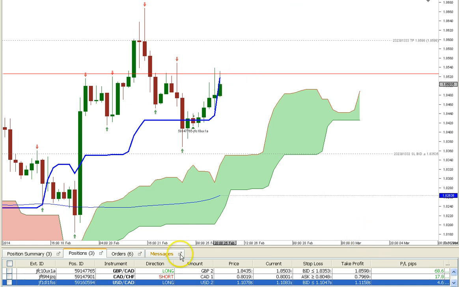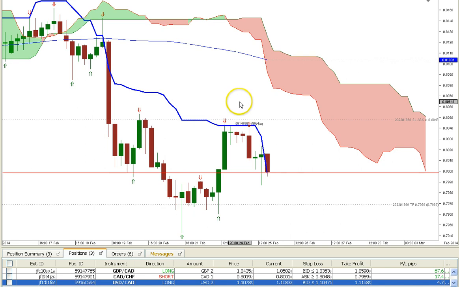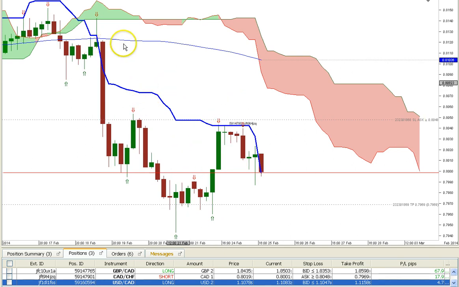All right, so that's that. We're going to look at the CAD Swiss franc. I'm short on that, and that's a 17 pip profit right now. And here it is right here. This is the CAD Swiss franc, and I'm going to show you how I entered this trade also. I knew I wanted to be short because I'm underneath of the Kumo, so I knew my bias was short.